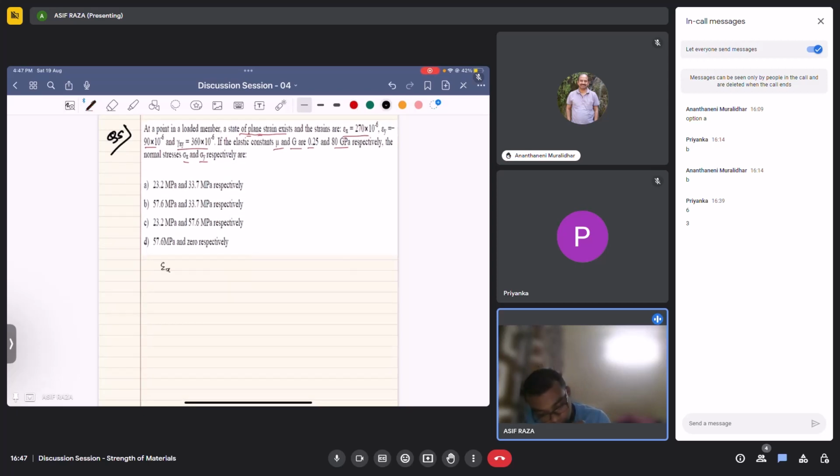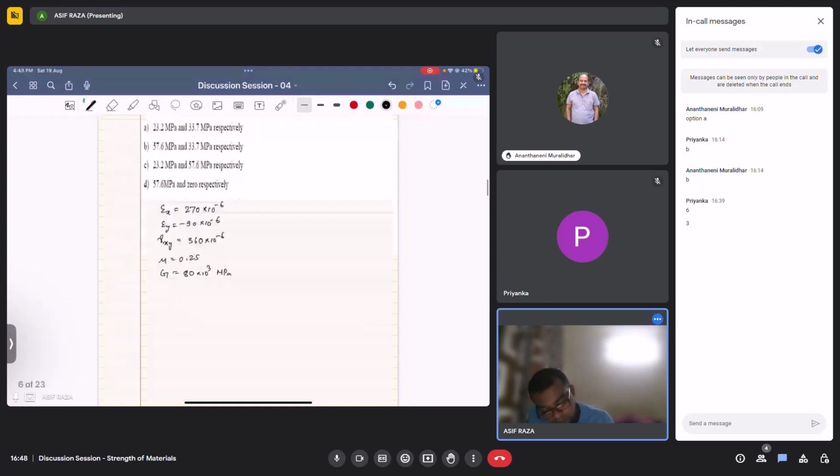So we're given the strains: epsilon x as 270 into 10 to the power minus 6, epsilon y as, no, it's actually minus 90 into 10 to the power minus 6, gamma xy as 360 into 10 to the minus 6, mu as 0.25, and G as 80 GPa. I'll write it as 80 into 10 to the power 3 MPa. So we need to find what would be sigma x and sigma y.